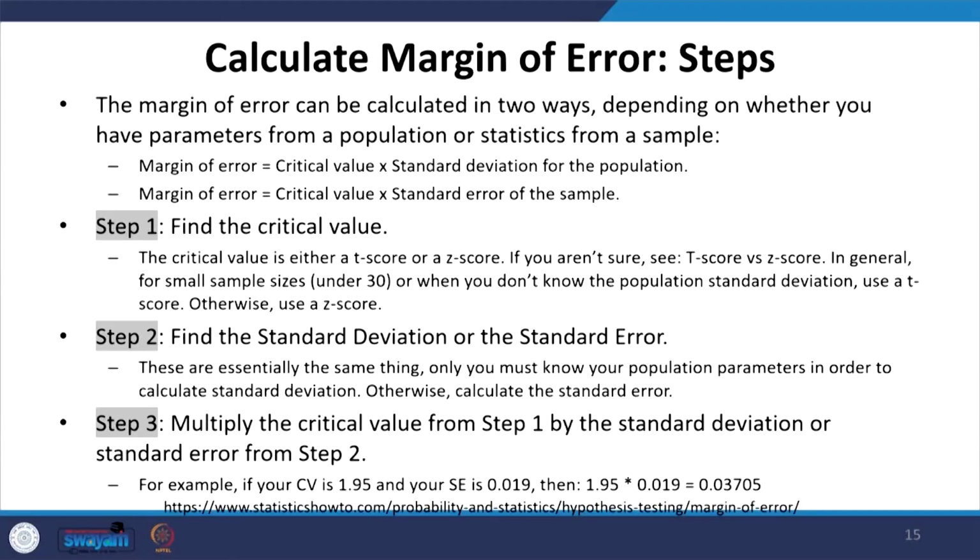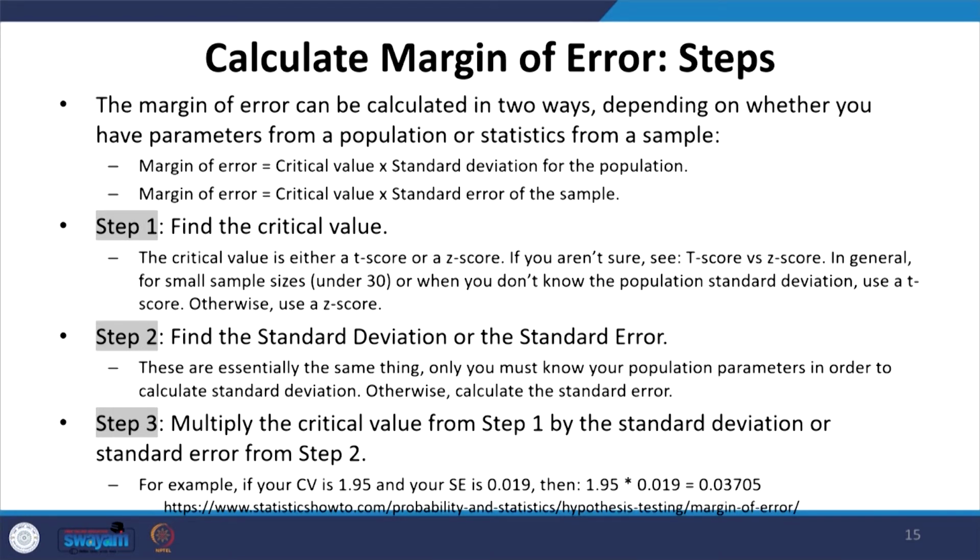Similarly, while calculating margin of error, there are some steps involved. Margin of error can be calculated in two ways, depending on whether you have parameters from a population or statistics from the sample. Margin of error is calculated with the critical value times the standard deviation of the population, if we are calculating for the population.